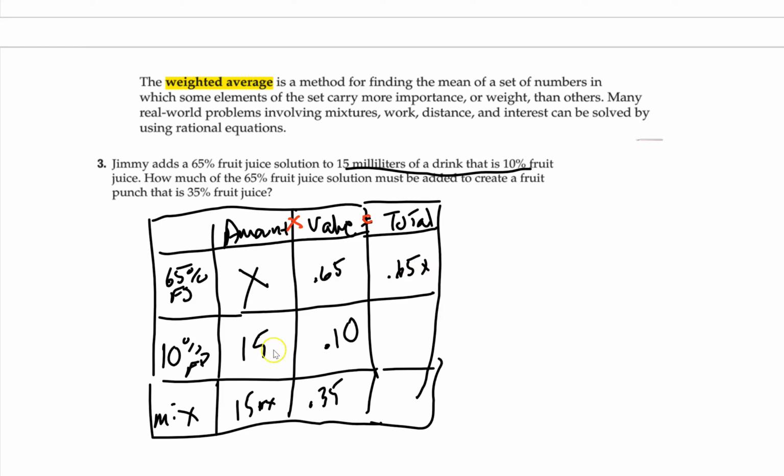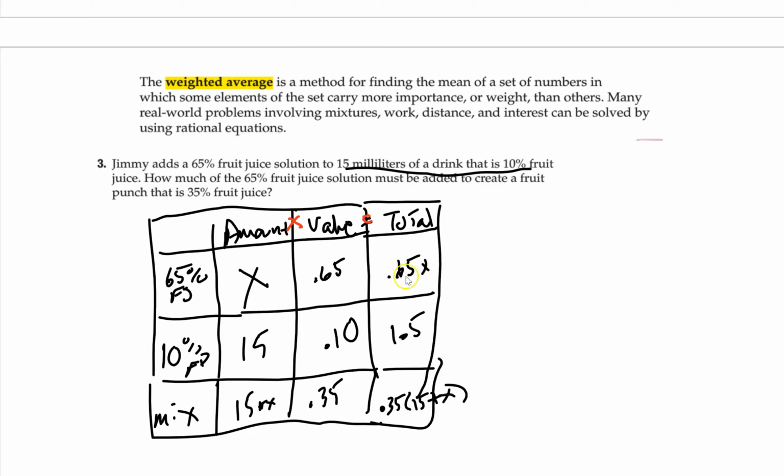Over here I have 10% times 15, or 1.5. And over here I have 35% times 15 plus x. I'm just going to leave this as 35% times 15 plus x. You don't have to be a hero. That's fine. So you get that and you're like, okay, great. What's next? Well, what's next is you want to come to an equation with this.